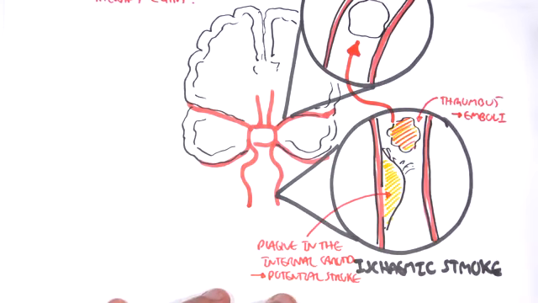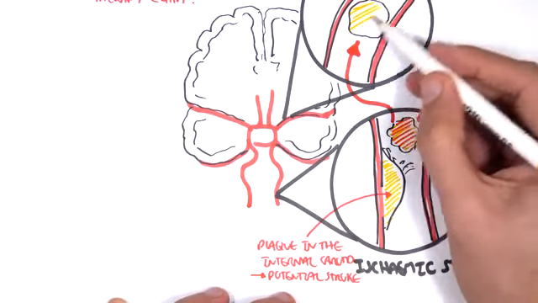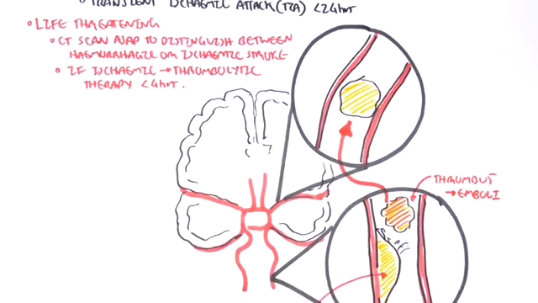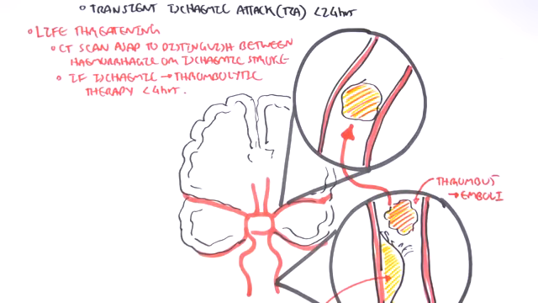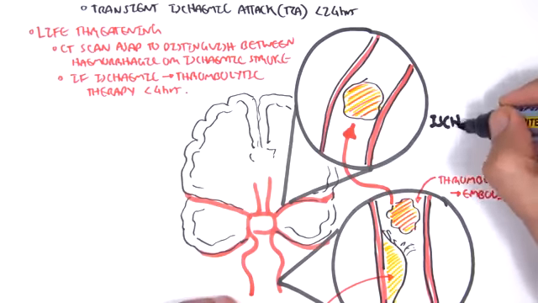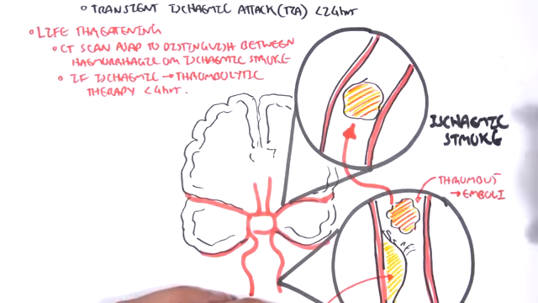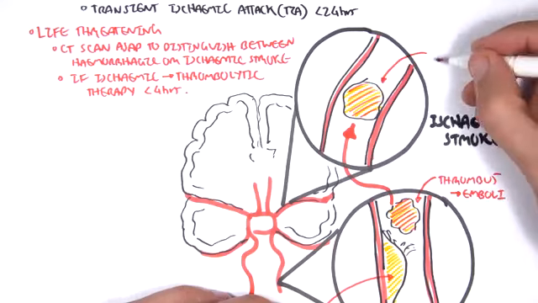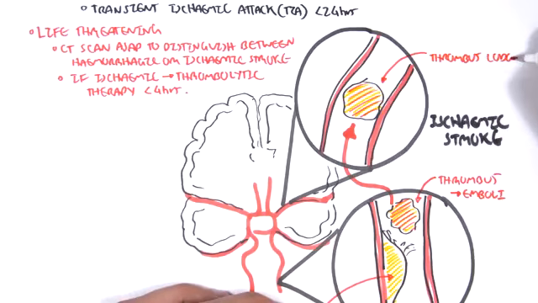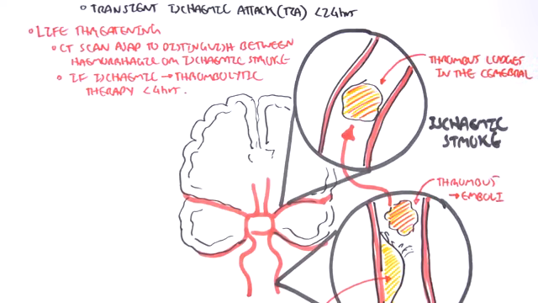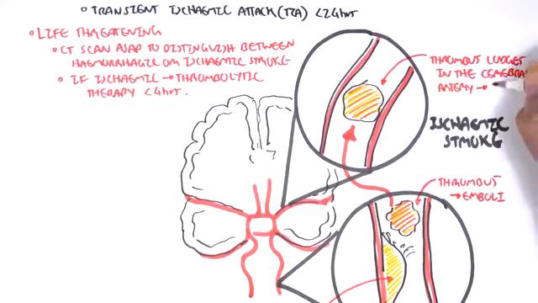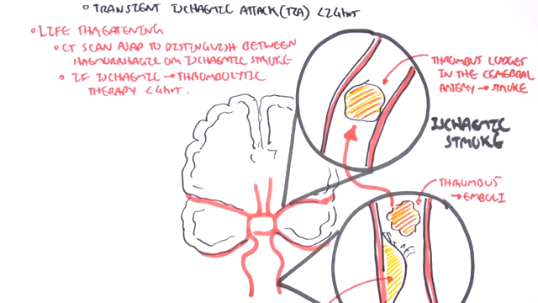And remember, this is the internal carotid. So the emboli will travel up the internal carotid to the brain, to the circle of Willis, and actually go to the middle cerebral artery, because the internal carotid essentially forms the middle cerebral artery. So here we have the emboli. And the emboli, the thrombus, lodges in the cerebral artery, resulting in an ischemic stroke.